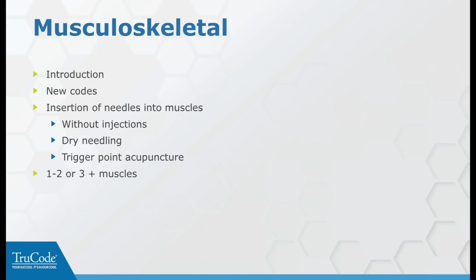And notice with these codes, it does say needle insertion(s). It's insertions without injection, so there's no injections, like there's no anesthetic going on here. They're not injecting something in there with that needle. So whether it's one needle or five needles, it doesn't matter. It's the number of muscles. If it's one or two muscles, you use 20560 one time. If it's three or more muscles, you use 20561 one time.